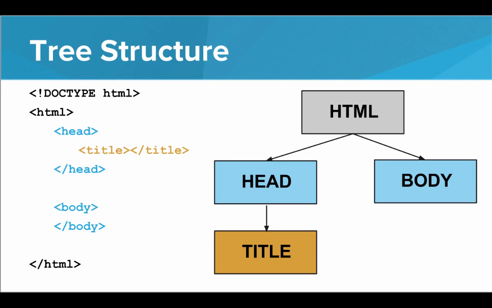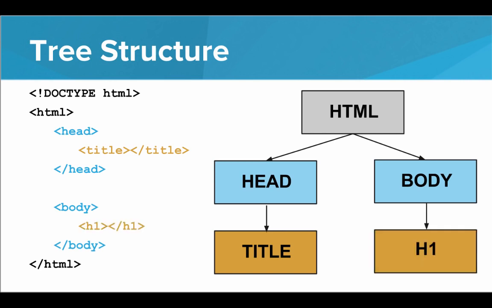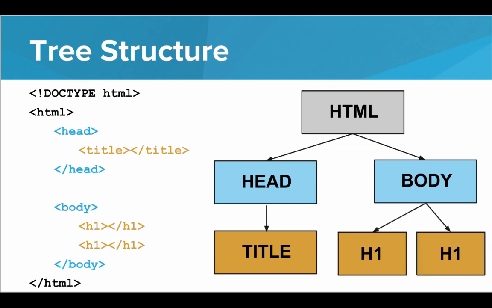Now if we were to start adding things inside the body, say we added an H1 tag, now the H1 tag is indented over on the document, and we see that the H1 tag goes below the body in the tree. If we added another H1 tag, then they would both be on the same level of this tree. So that's what we mean by the tree structure of the HTML document.